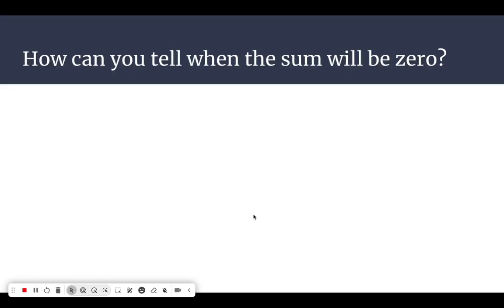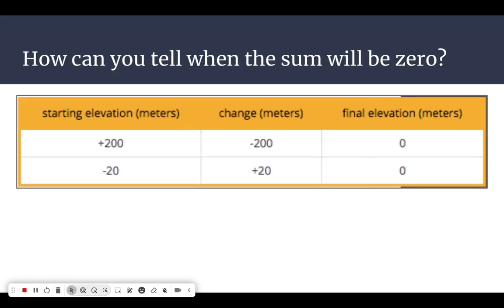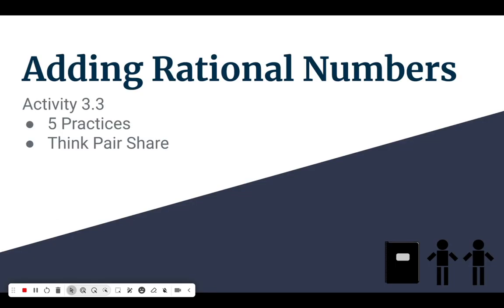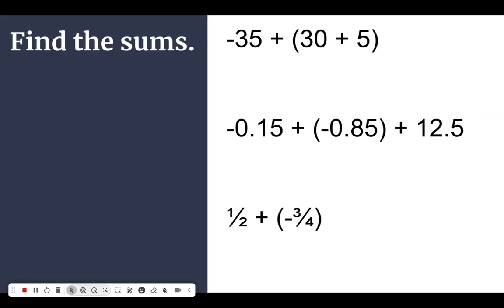So how can you tell when the sum will be 0? Look at this one here. You have plus 200 minus 200, it's 0. Negative 20, positive 20, it's 0. So when you're adding them together, if they're the same on opposite sides. Now we've got finding some sums here. I want you to try to do this in your head. I'm going to pause the video and give yourself a minute to try these in your head.